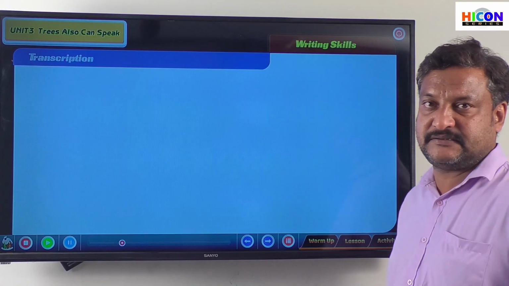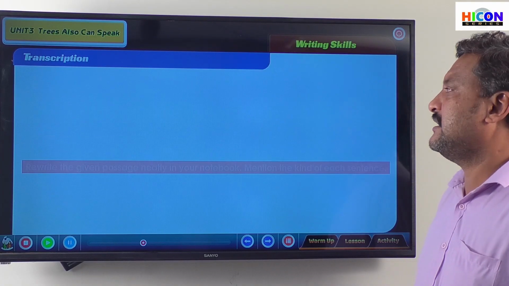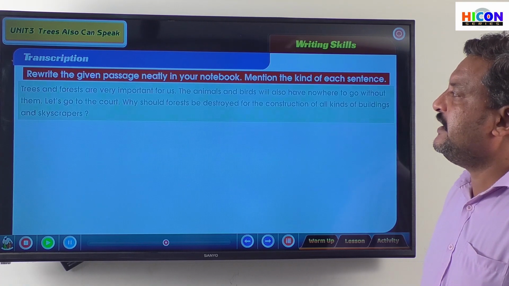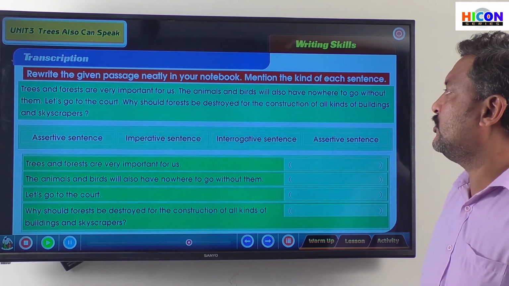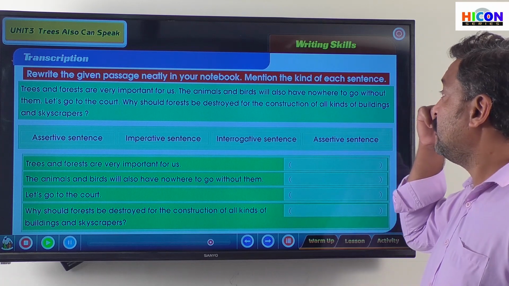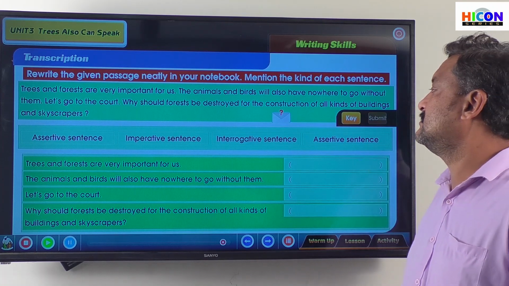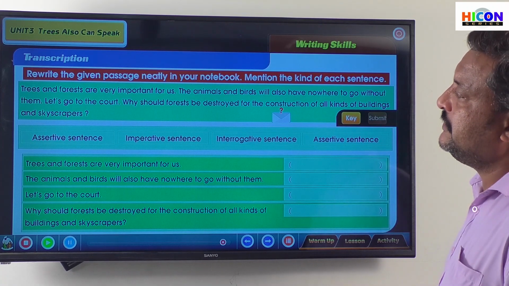Writing skills. Transcription. Rewrite the given passage neatly in your notebook. Mention the kind of each sentence. Right? So what is the passage there?